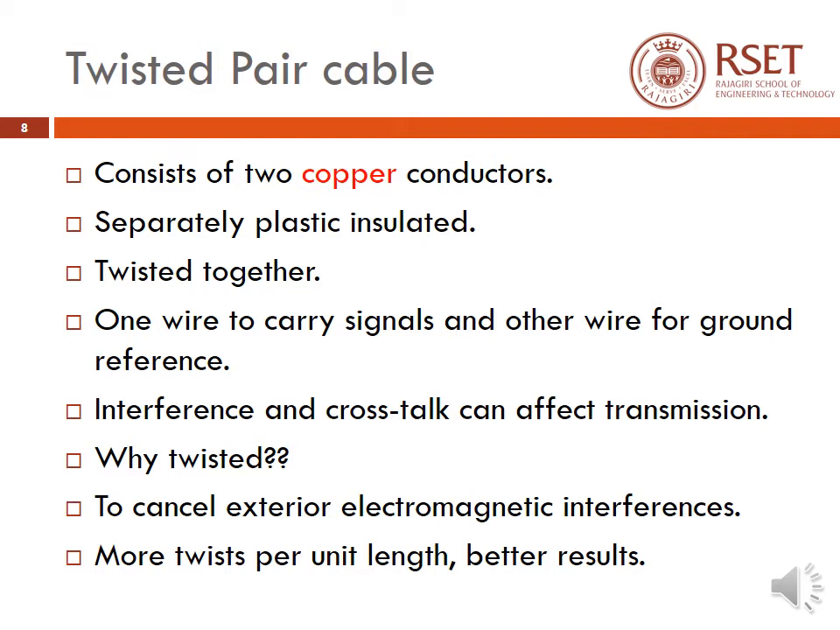Now, a problem that can happen in the case of twisted pair cables is that there can be the effect of interference and crosstalk which can travel along with the signals. And here is the mechanism of twisting that will help. Why are the pair of cables twisted together? The twisting of the cables will help to cancel the exterior electromagnetic interference effects, and more twists per unit length will result in better results.